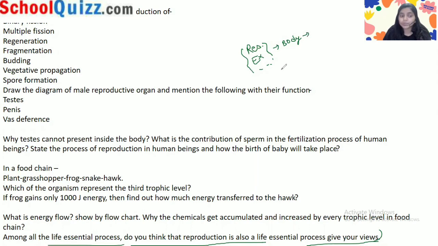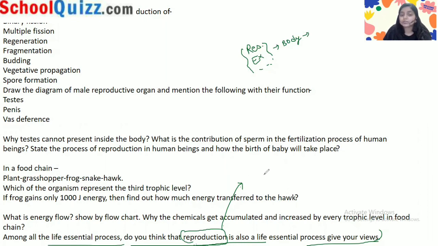But the reproduction process is based on our own choice, right? Living beings can survive without the reproduction process. That is why it is not a life essential process, but it is required and important for the population. Why? Because of the reproduction process, the population grows and life will be alive, will make existence, right?